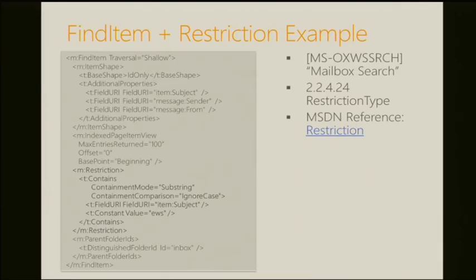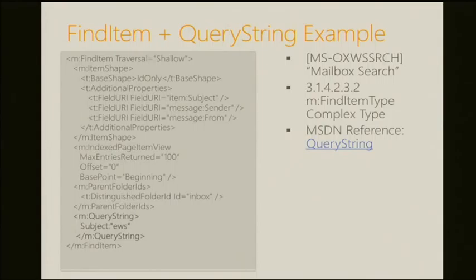But in this case, what I'm doing is I'm searching for up to 100 items in my inbox. I'm going to pull the subject, sender, and from, and I'm looking for any items that have EWS in the subject. So that's what that request does.